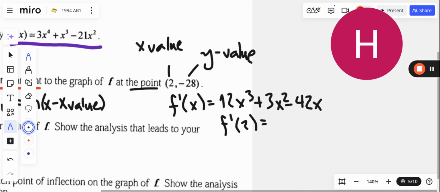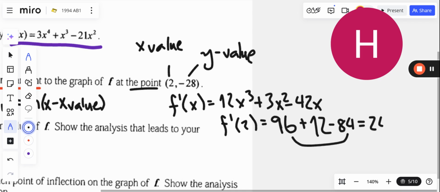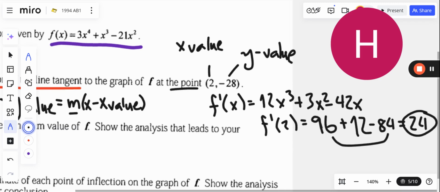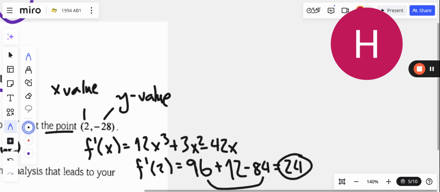So this is going to give us 12 times 2 cubed, which is 8. 8 times 12 is 96, plus 3 times 2 squared, which is 4. 4 times 3 is 12, minus 42 times 2, which is 84. So if we take the big guy and this negative guy, combine them, that's 12 with another 12, that's 24. So a slope of 24, that is our m value. And now let's just put it all together.